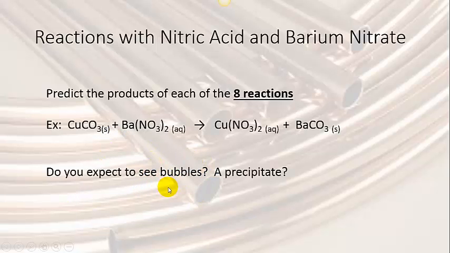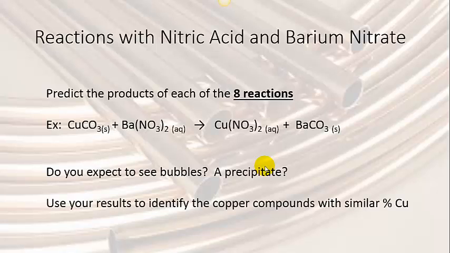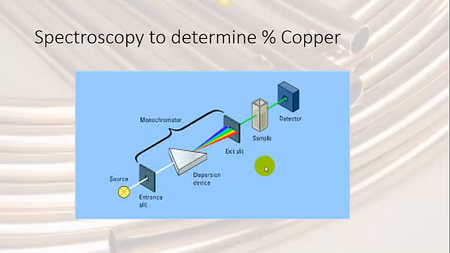So do I expect to see bubbles? Do I expect to see a precipitate? And perform each of these 8 reactions. You will see what you get, okay, and then use that information to help you identify which one's which. You need both. You need the percent mass and the observations from these reactions to determine all 4. So that's where we're going.